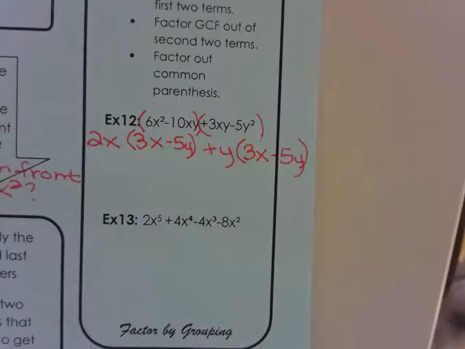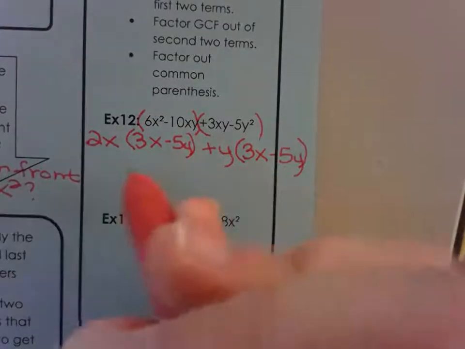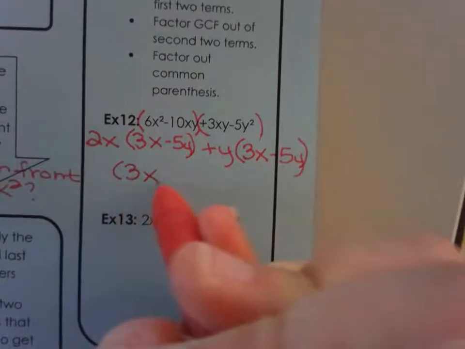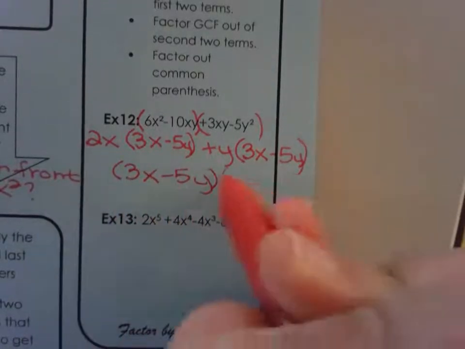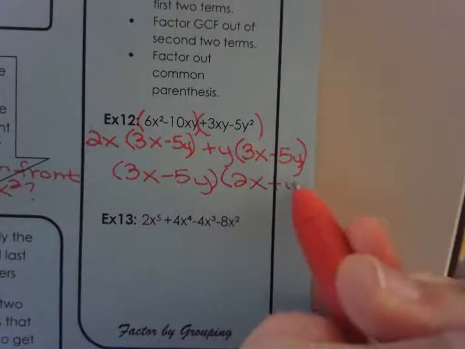So then the last thing you do is you take out the common parenthesis. So you take out the 3x minus 5. What is left? 2x plus y. 2x plus y. And that's your final answer.